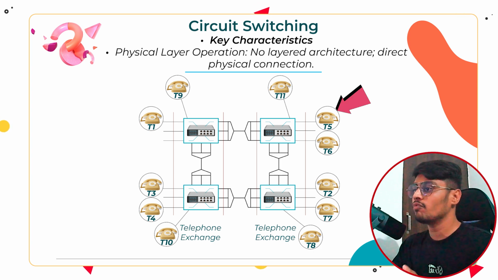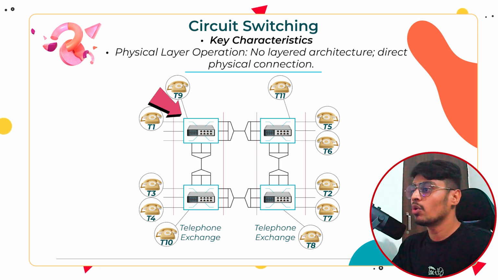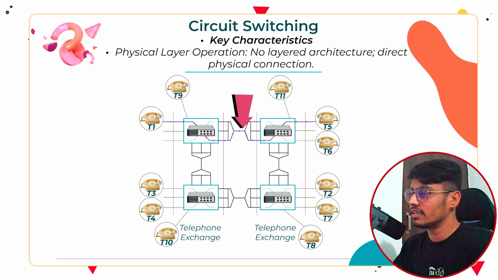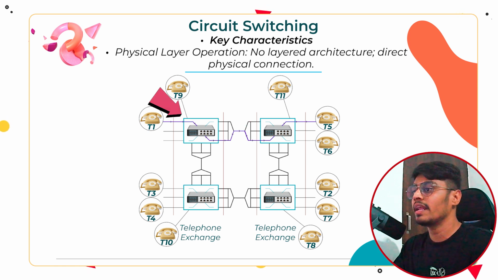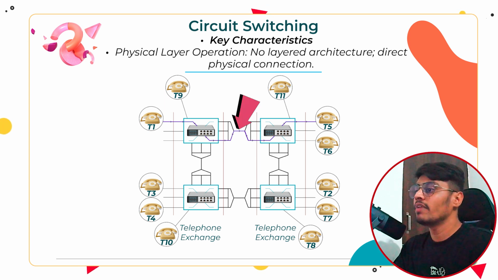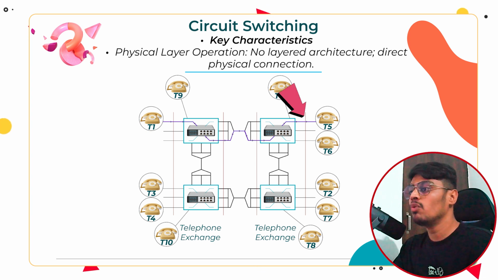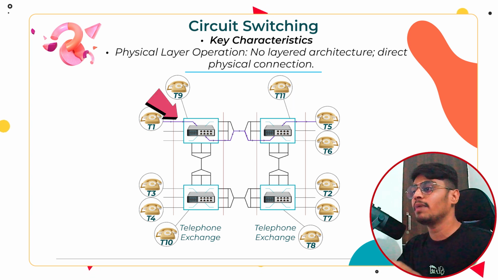What happens when T1 wants to talk to T5? The device here works like a multiplexer, where many people can connect, and there is a wire going out from it. The connection is established by connecting the circuit. From the first exchange, the circuit connects to the next exchange, where one port connects with it, and then to the final destination. Now we have completed a dedicated path for communication.